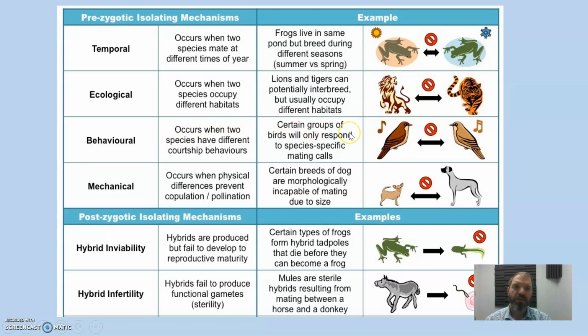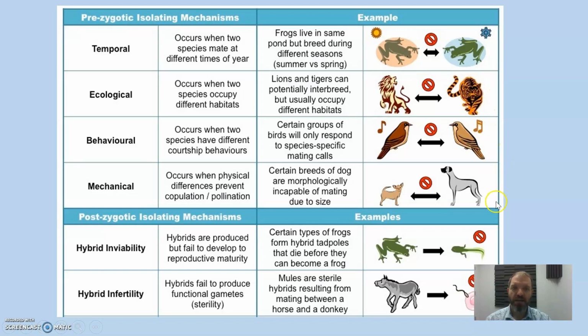Behavioral isolation means that even if two groups or populations could potentially interbreed, because they might have different mating rituals or different songs in the case of these birds, they wouldn't interbreed, and so the courtship never proceeds. And the final one here is mechanical isolation, where either their reproductive organs are incompatible, or sometimes just the sperm and egg won't fuse, and that prevents fertilization from happening.